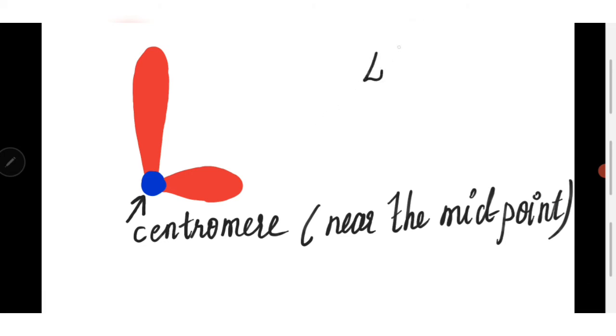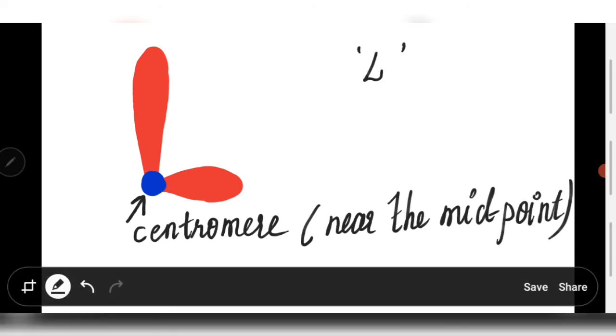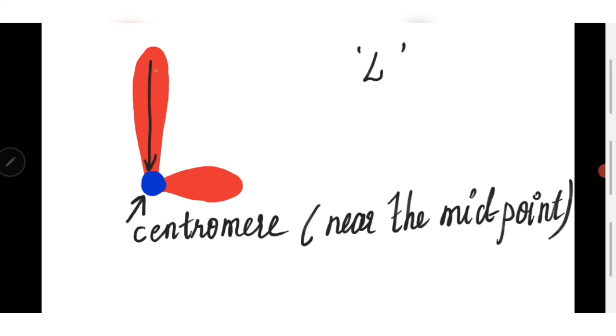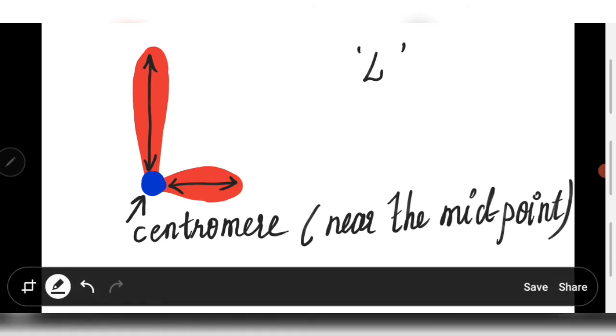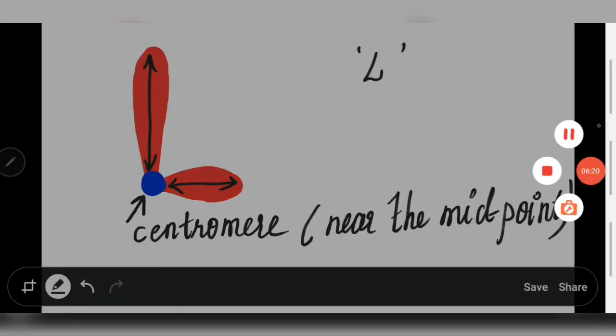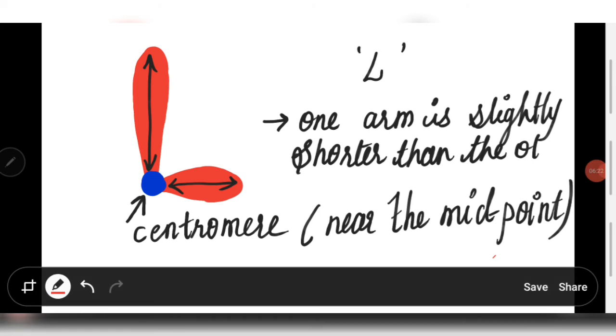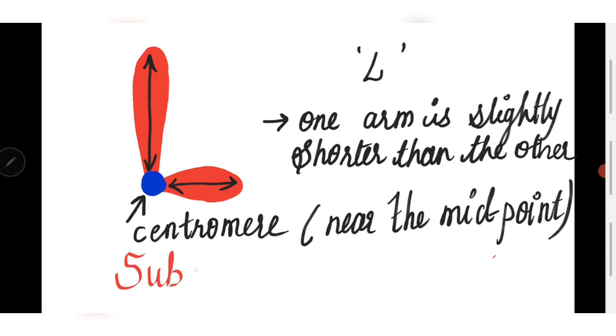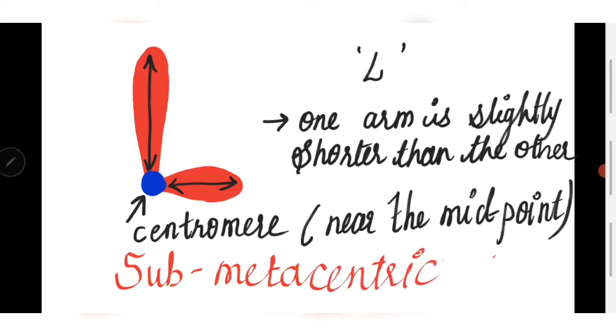And if we compare the length of the arms of this chromosome, are the lengths the same? No. One arm is slightly shorter than the other arm. And such chromosomes, which have one arm shorter than the other arm, are called submetacentric chromosomes. So this is the submetacentric chromosome. This is the second type of chromosome.